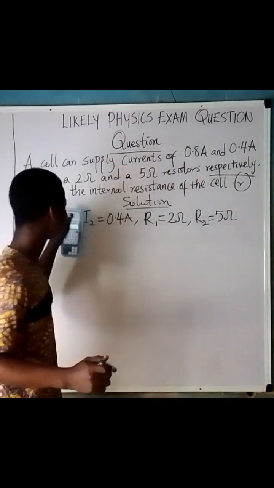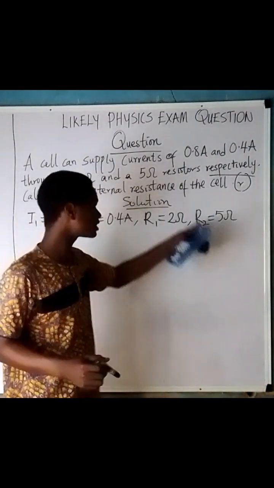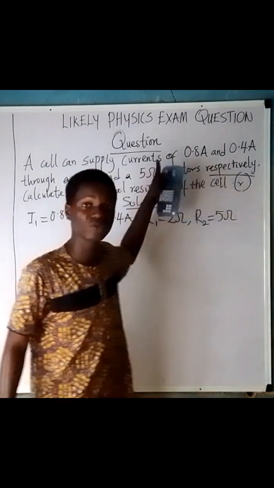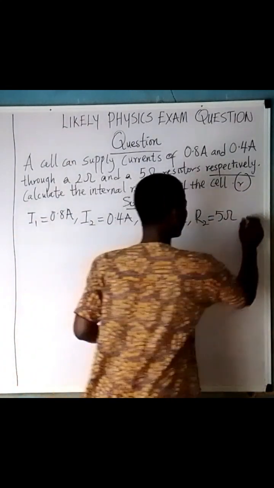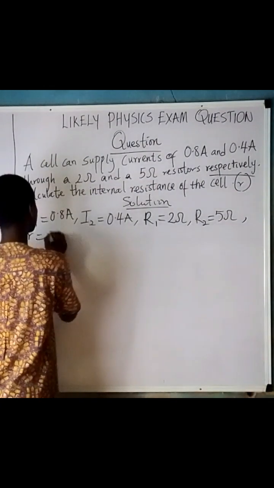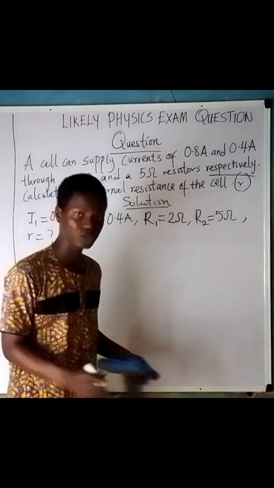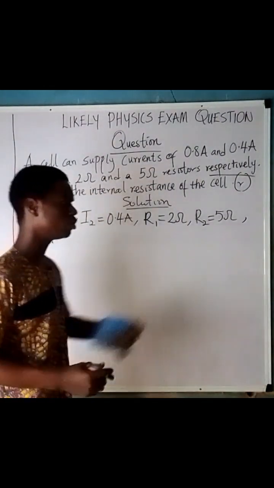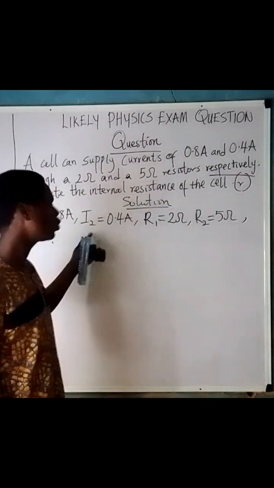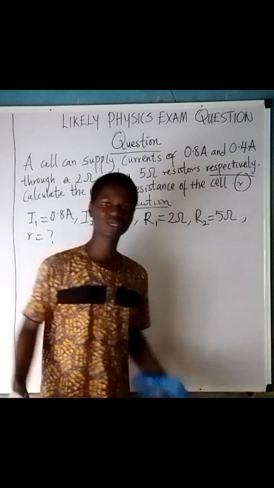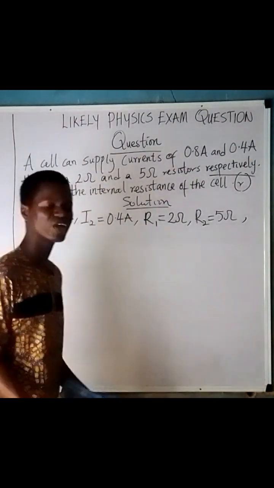So when the question said calculate the internal resistance of the what? Did it say of the resistor? No. It said of the cell itself. And that is given by small r. And in this case, we don't know the value for it. So how do we now work this out? We know our I1 when the R1 is 2 ohm. We know our I2 when the R2 is what? 5 ohm. And we are asked to find internal resistance.